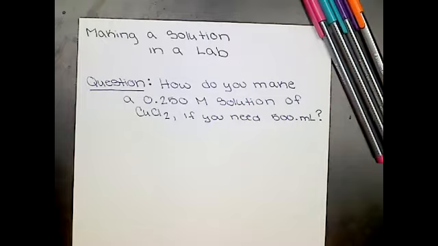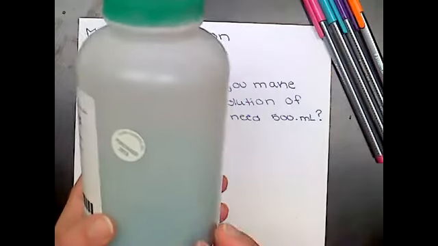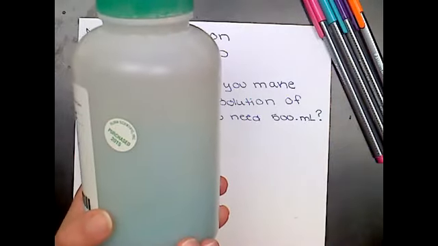I'm going to introduce a couple new ideas and solve a problem. So here's our question that we're going to be working on. How do you make a 0.25 molar solution of copper chloride if you need to make 500 mL? So we need to make 500 milliliters of a 0.25 molar solution of copper chloride. Copper chloride is right here. Copper chloride is a solid, so we're going to need to dissolve it.